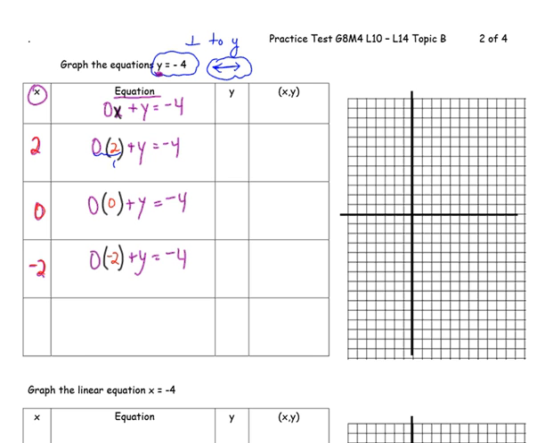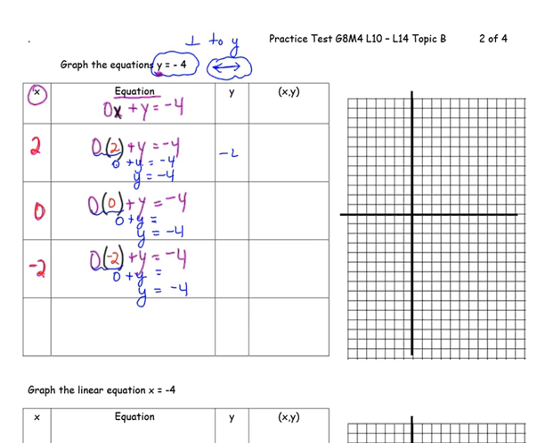0 times 2 is 0. 0 plus y equals -4. 0 plus y is y. Y equals -4. 0 times 0 is 0. 0 plus y is y. And y is equal to -4. 0 times -2 is 0. 0 plus y is y. And y is equal to -4.